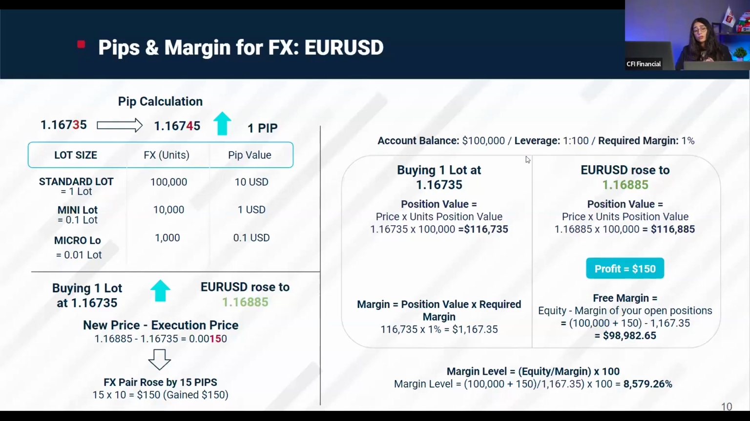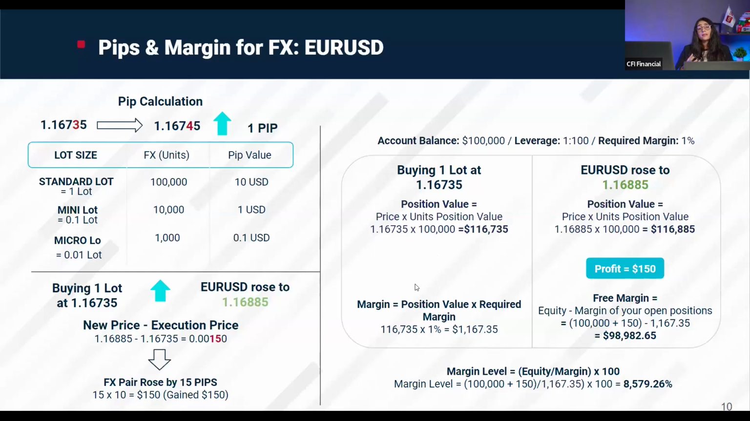Then we have the leverage, from 1 to 100. Like we said, leverage gives you a higher purchasing power. Next to it, we have the required margin. To get the required margin, you can ask your relationship managers. They will give you the number because it depends on various factors. So let's look at the scenario that we have here. Let's say that I am buying one lot at a price of 1.16735. How will I know how much entering one lot at this price is going to cost me?